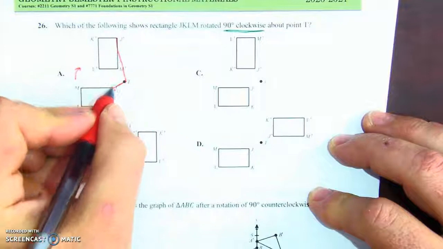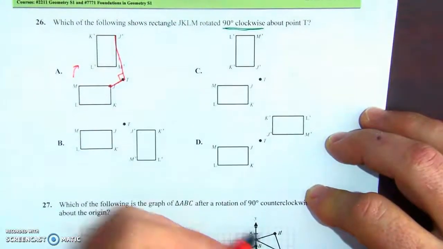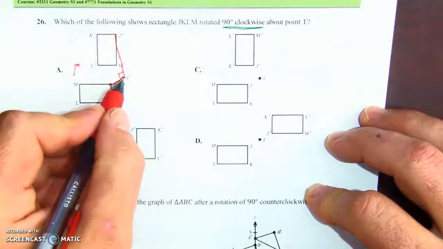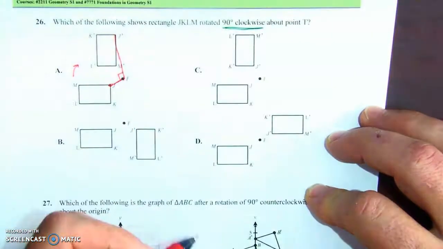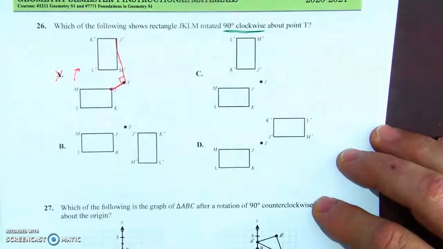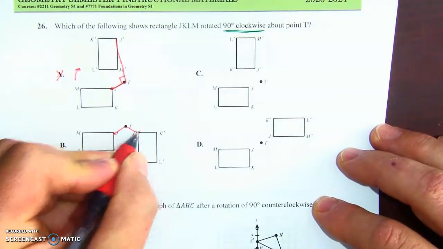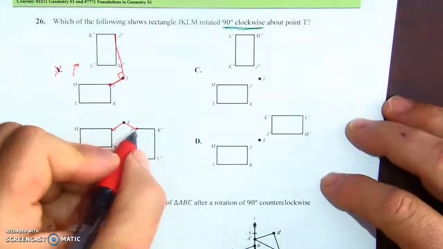But is this giving me a 90-degree angle? And is it the same distance that I have here as I have here? And the answer is no. So our answer is going to be not this one. So let's do the same thing with this one, where we have J, where I picked, and then here.